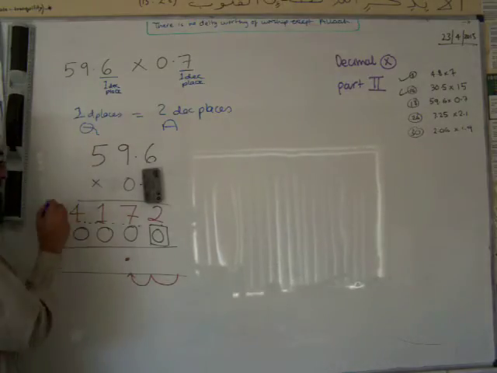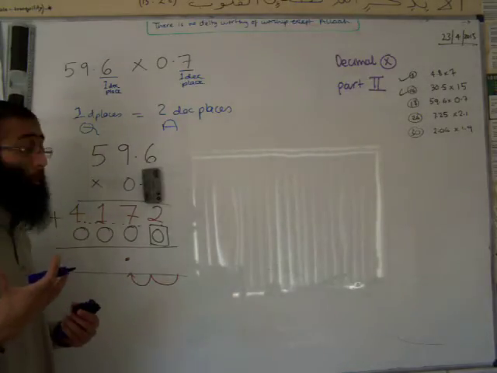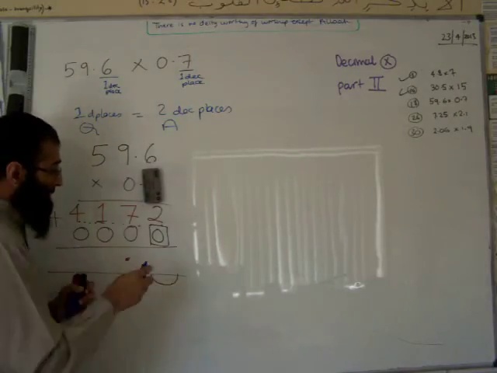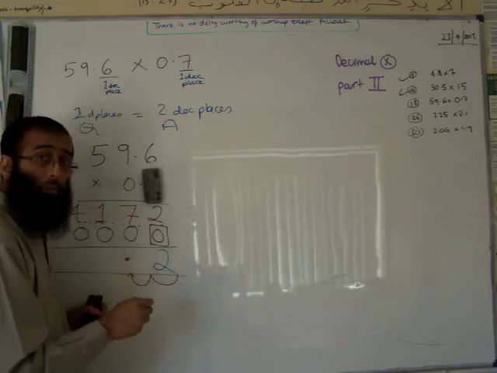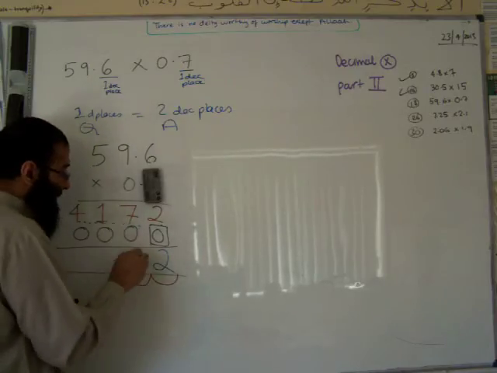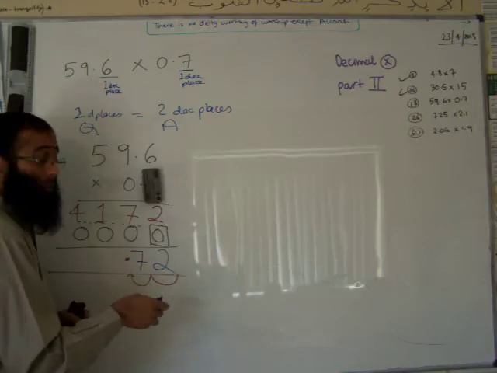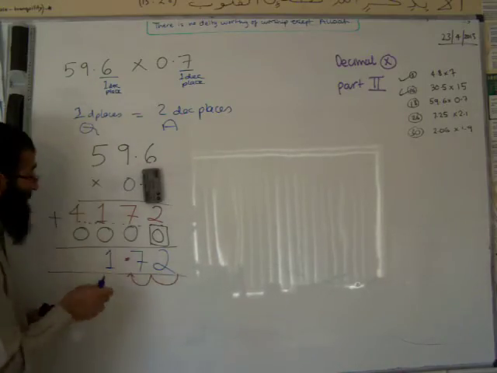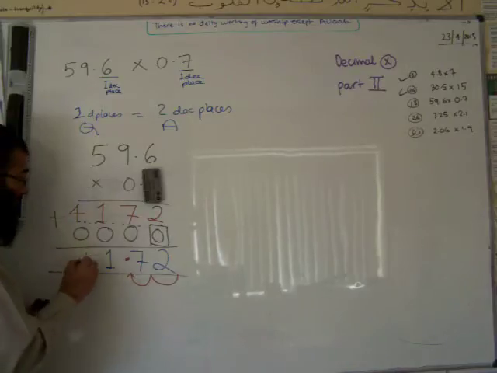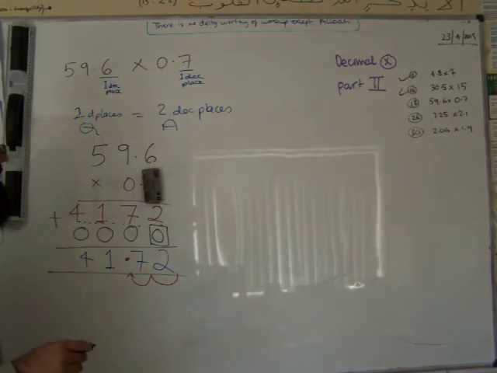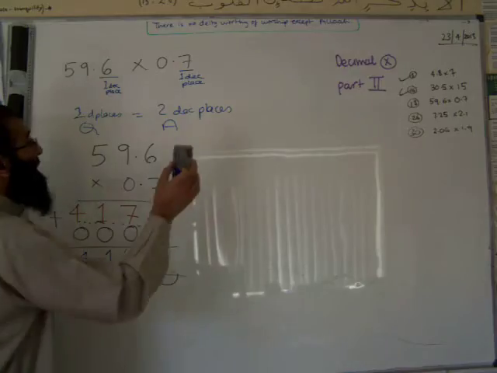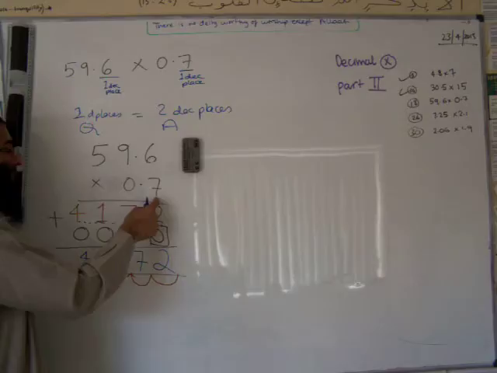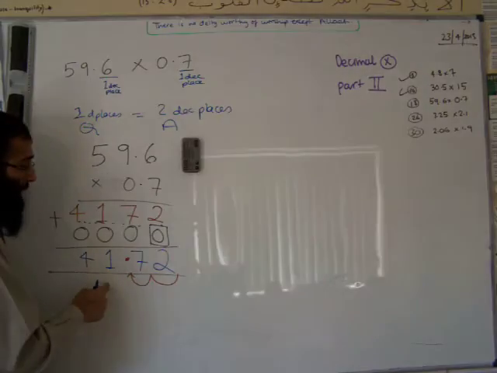Okay, now we're ready to add them in the traditional style of long multiplication. 2 add 0 is 2. 7 add 0 is 7. 1 add 0 is 1. 4 add 0 is 4. Okay. Get the board rubber, put it inside. So 59.6 times by 0.7 gives you a total of 41.72.